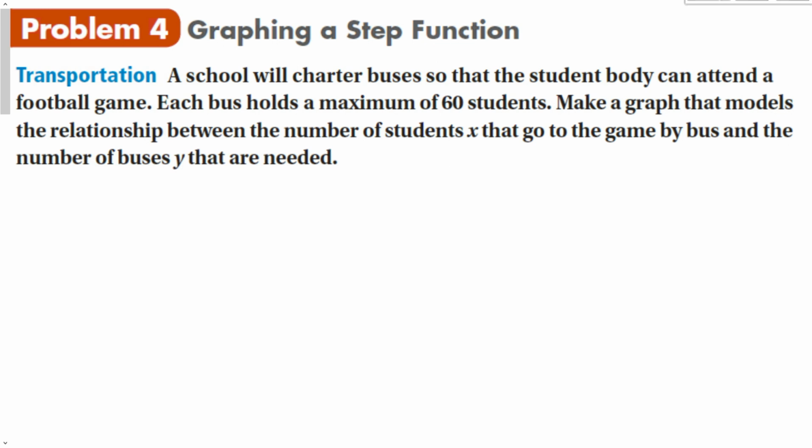So a school will charter buses so that the student body can attend a football game. Each bus holds a maximum of 60 students. Make a graph that models the relationship between the number of students x that go to the game by bus and the number of buses that are needed. So this graph is only going to have one quadrant because we can't have a negative number of people.